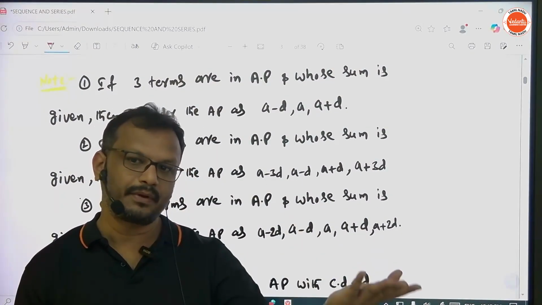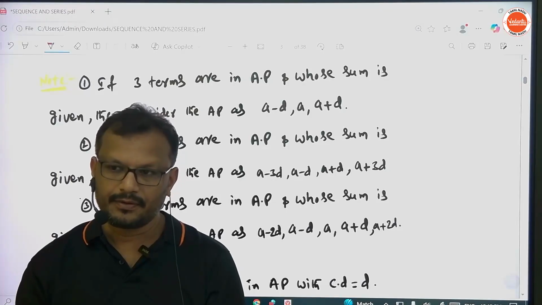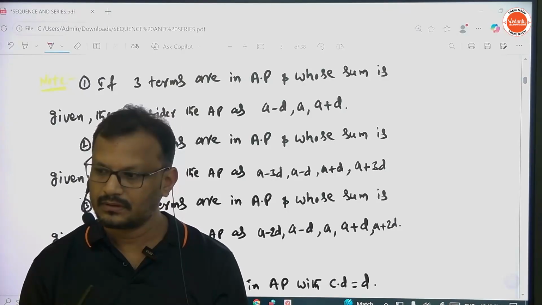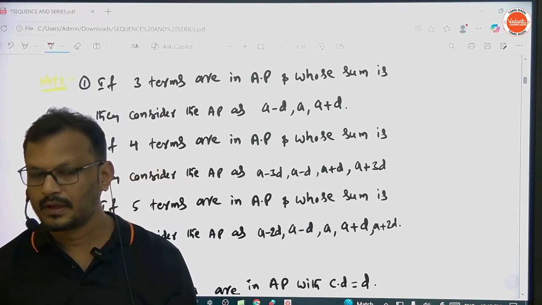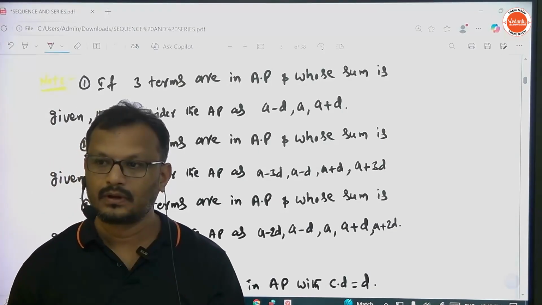Whatever the difference was there previously, the same difference will be there. Even if you subtract some constant value, the same thing will come. But when you multiply, it will be different.